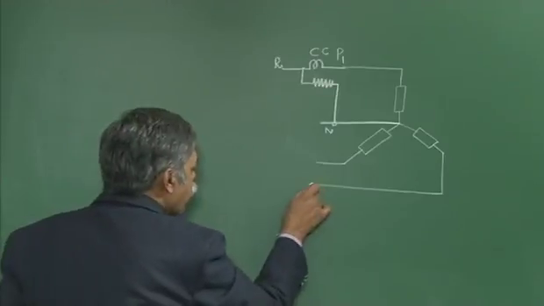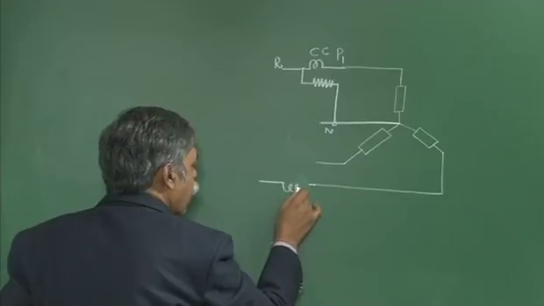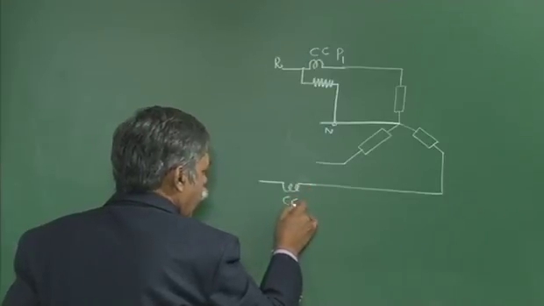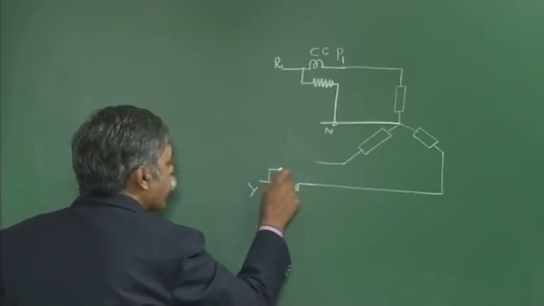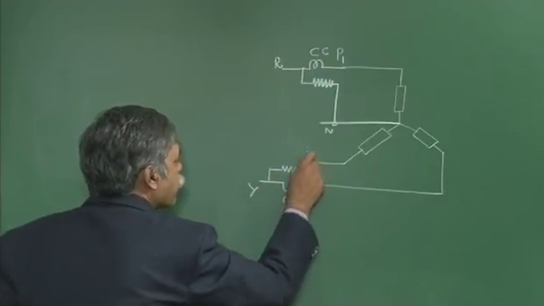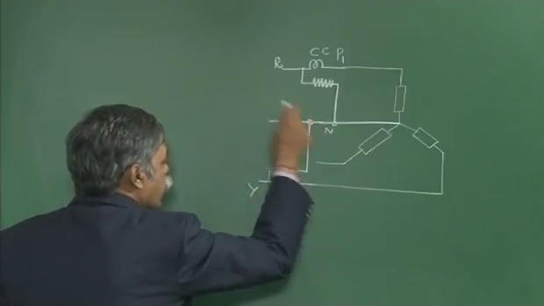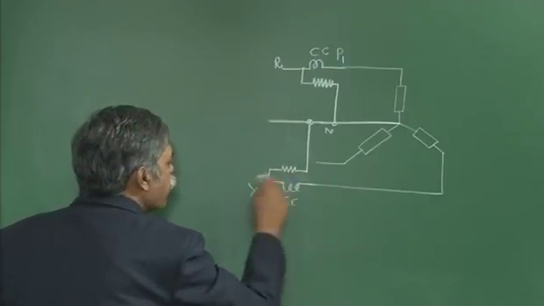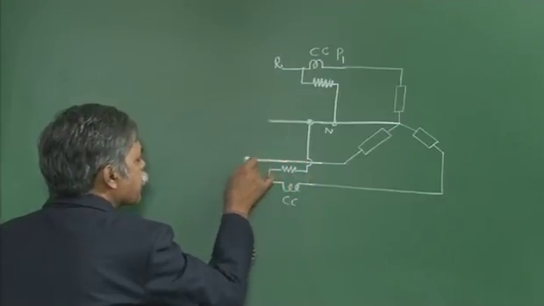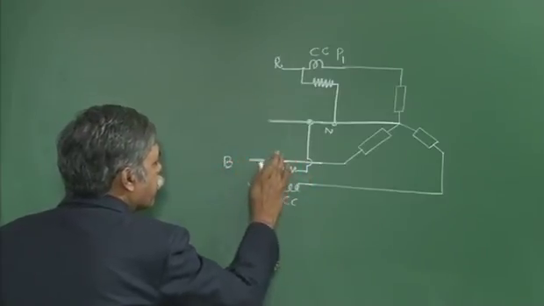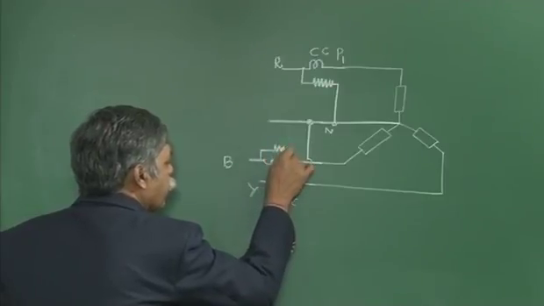Then in the Y phase I also introduce a wattmeter, with its current coil in the line Y, and I will be introducing the potential coil between the line Y and the neutral point. When you have a B phase, this is my B phase. So to measure the power in the B phase, I introduce one more wattmeter between the line and the neutral.